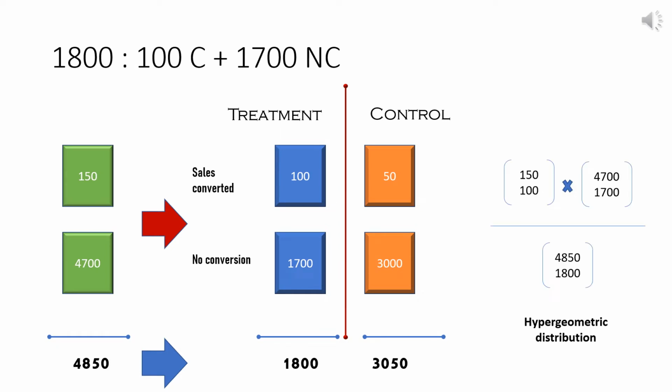So I have listed the formula for the probability that we saw just now. The square brackets in this formula represent the combination operator. So when you see 150 and 100 inside the square bracket, it simply means 150 C 100 multiplied by 4700 C 1700, the whole divided by 4850 C 1800. That is the probability of getting this 100,700 split when we take a random sample of 1800 from 4850. And this happens to be the basis for a distribution called the hypergeometric distribution. We will see what this is in the next slide.